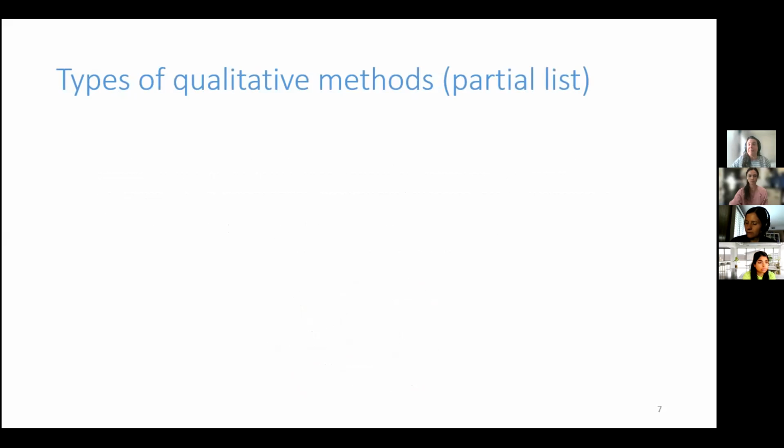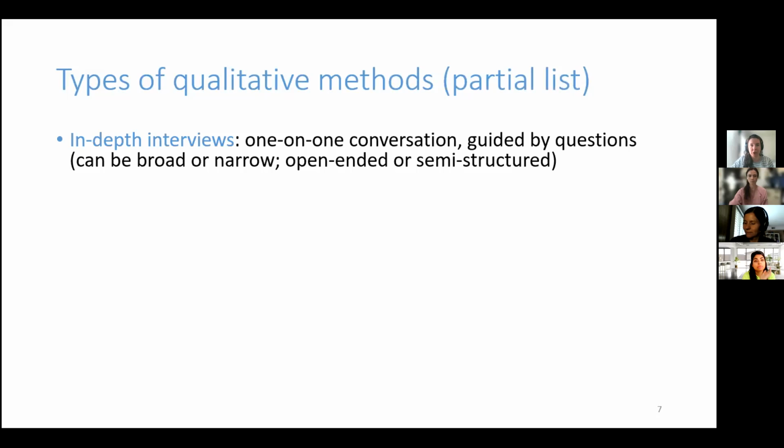There are many, many kinds of qualitative methods, and I'm going to give you a very partial list and focus on two in particular. So probably the most common that you'll come across are in-depth interviews. These are one-on-one conversations usually between an interviewer and an interviewee. And there's a list of questions that the interviewer asks.